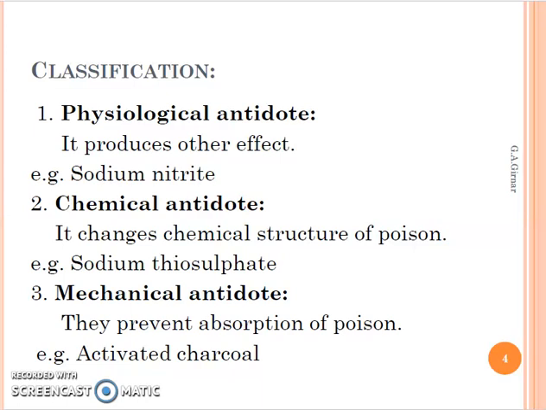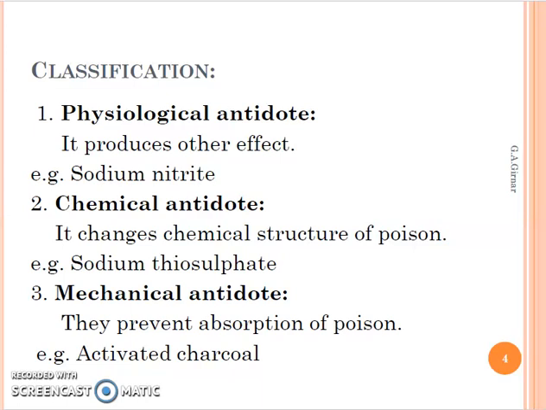Example is sodium nitrate. The second type of antidote is the chemical antidote. It is somewhat opposite to the physiological. In the case of physiological, as we have just discussed, antidotes do not react with the poison, but in chemical antidotes, these react directly with the poison and change its chemical structure, so that the poisonous or toxic compound is converted into a non-toxic compound. That type of antidote is called a chemical antidote. Example is sodium thiosulfate.